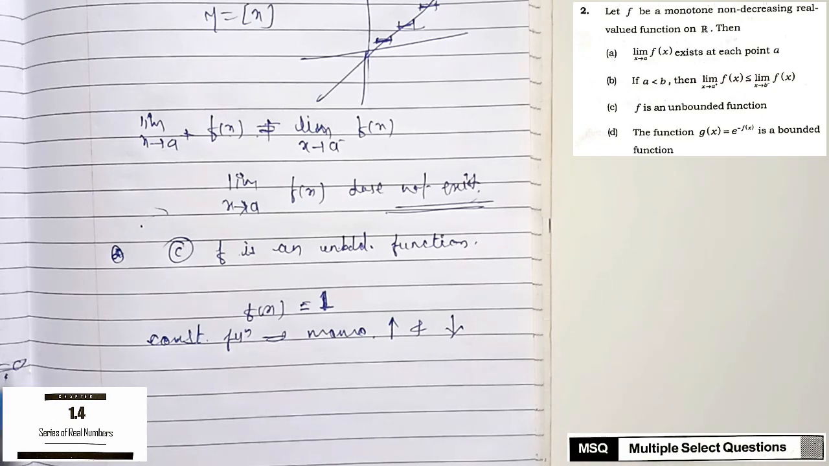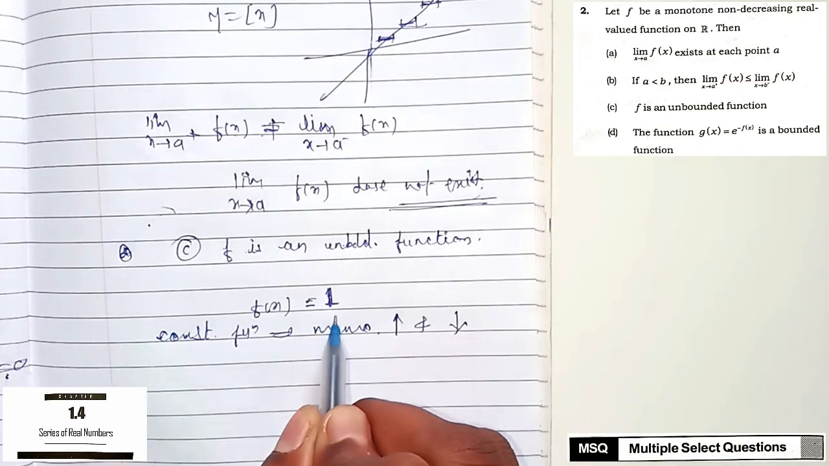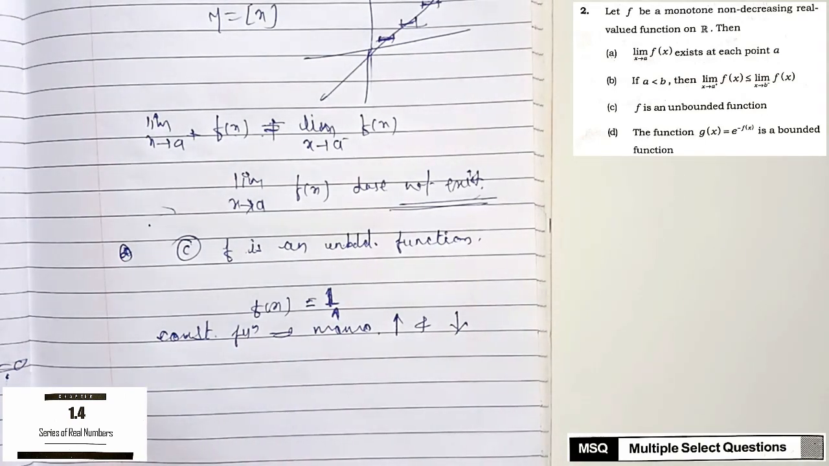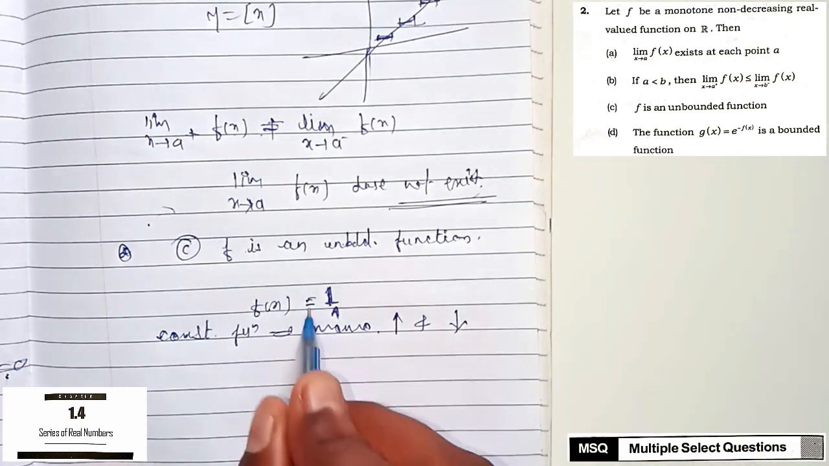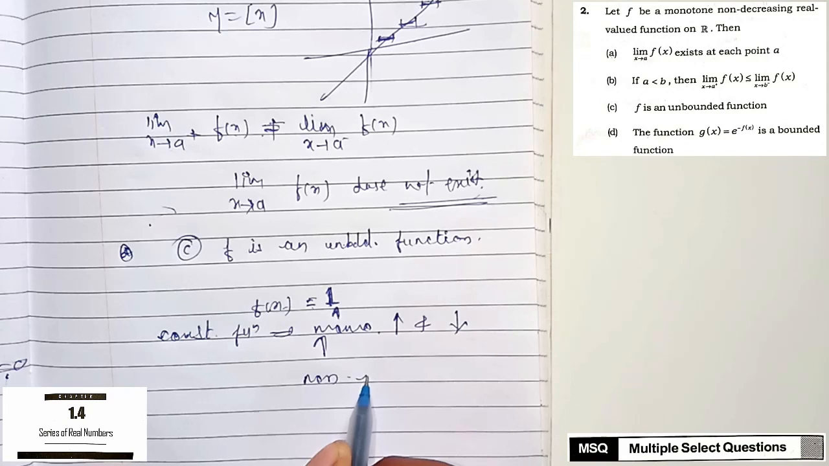But in our option, we are given that f is monotonic. So f is monotonic here; a constant function is always monotonic. Non-decreasing means f is increasing, so f of x is also increasing, which means non-decreasing.